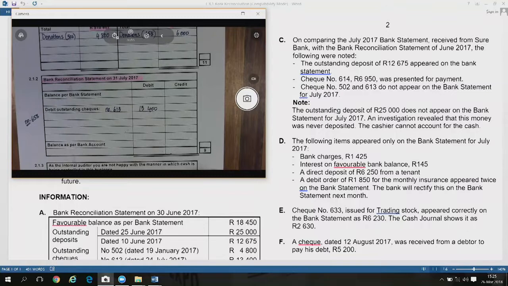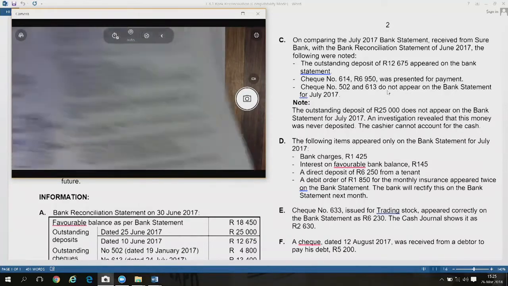The outstanding deposit of 25,000 Rand does not appear on the bank statement for July. An investigation revealed that this money was never deposited. The cashier cannot account for the cash. This is fraud.